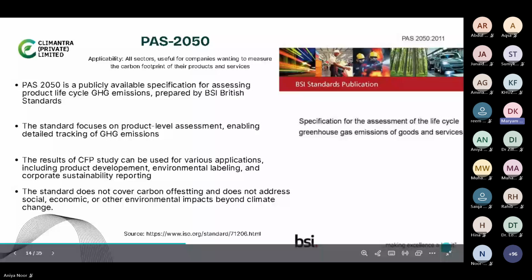And the results of this study can be used for various applications, obviously, like in your product development and in your environmental labeling. And the standard does not cover carbon offsets. It does not address social or other environmental impacts beyond climate change. So it also has a limited scope. Next, please.